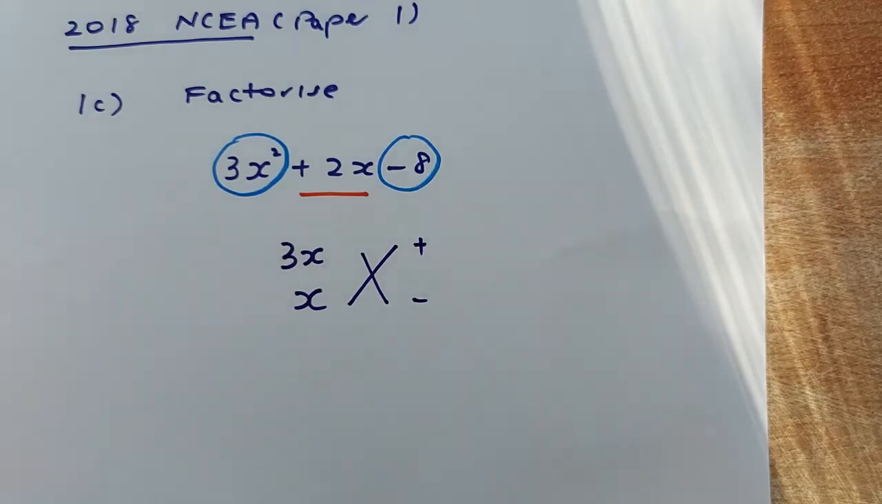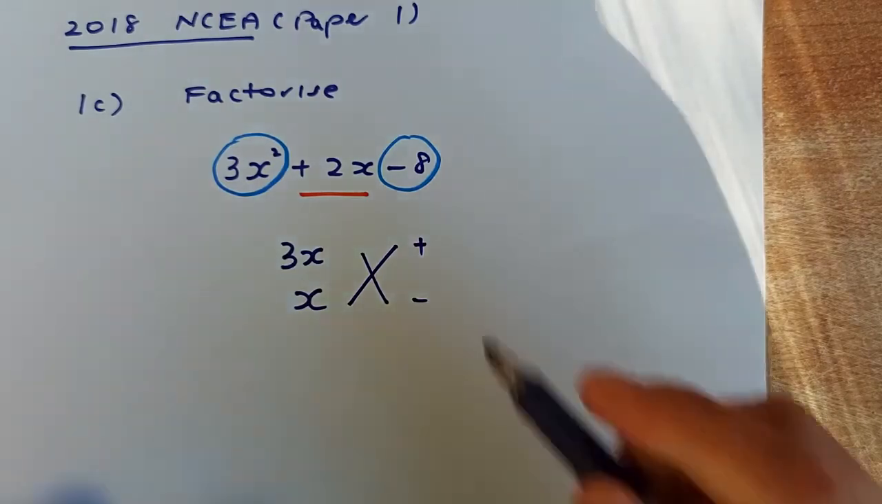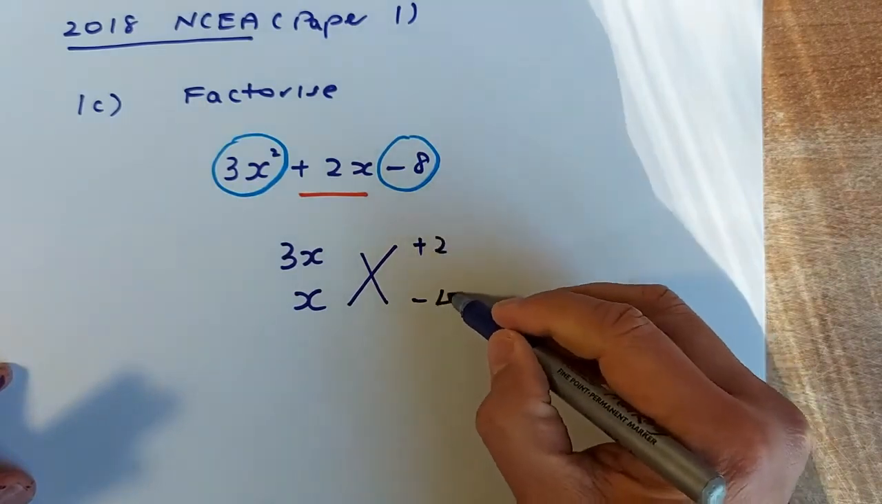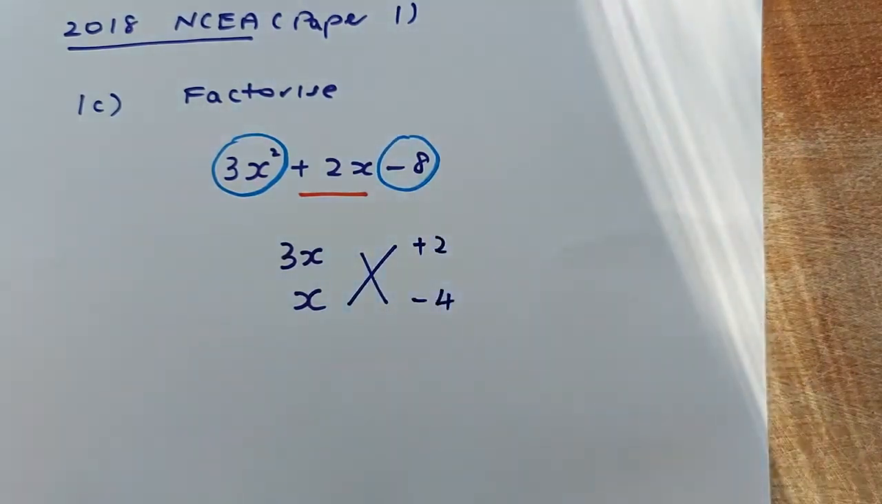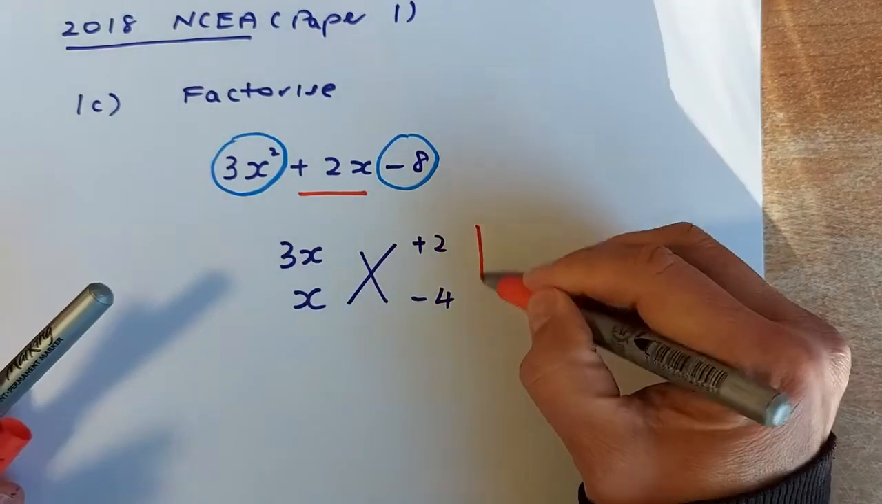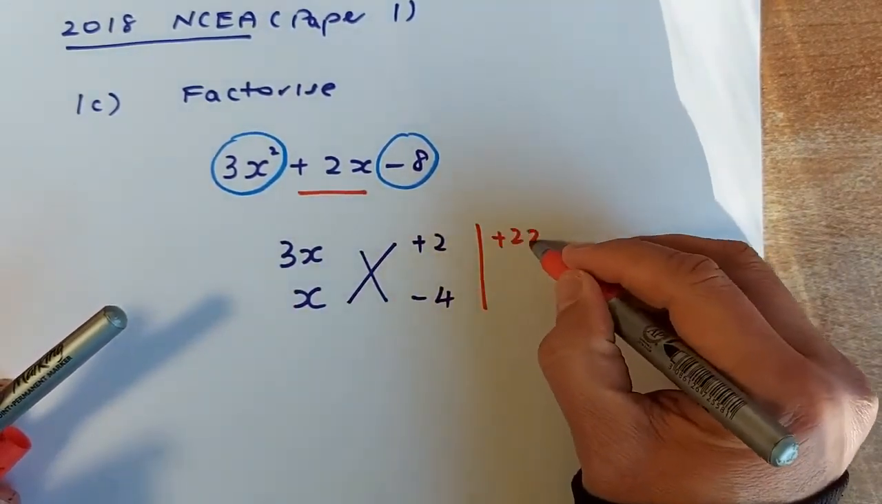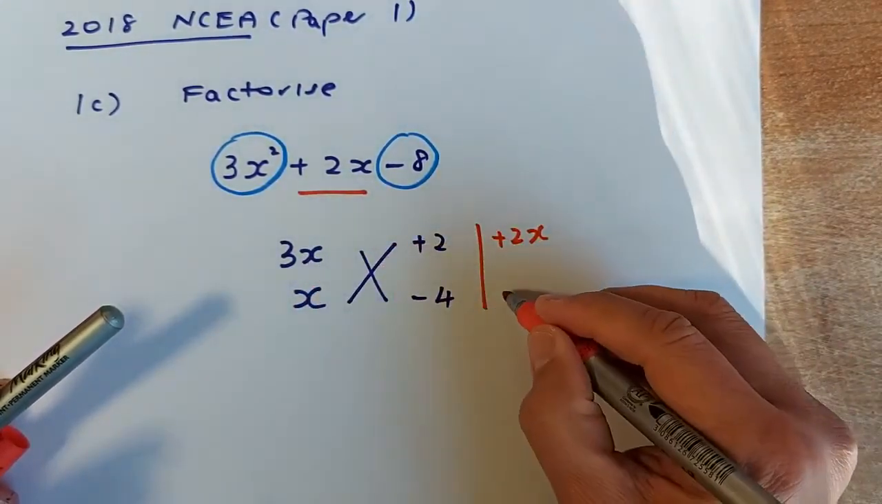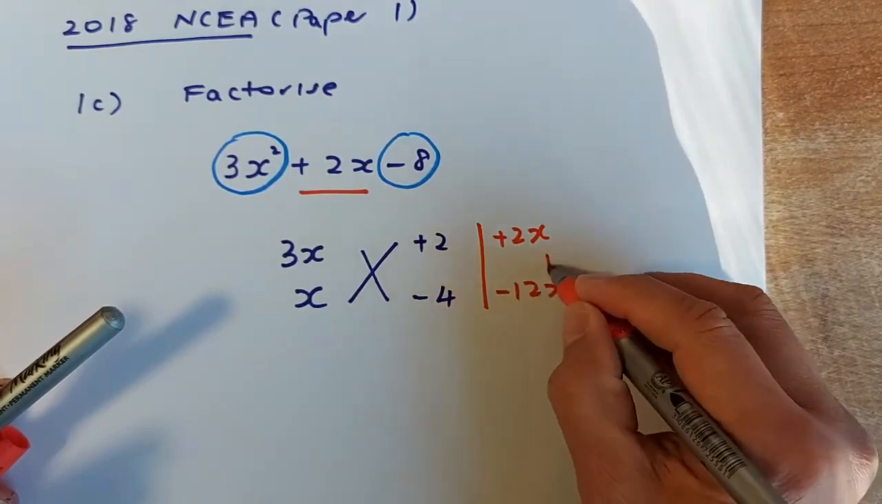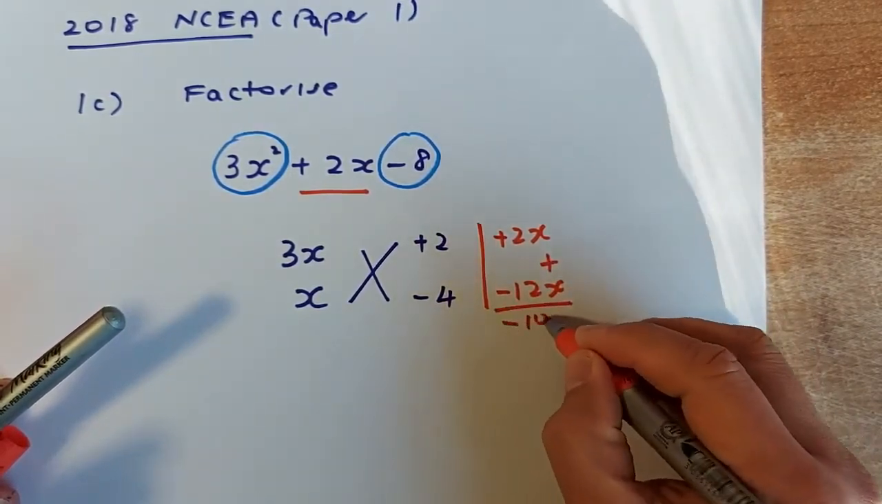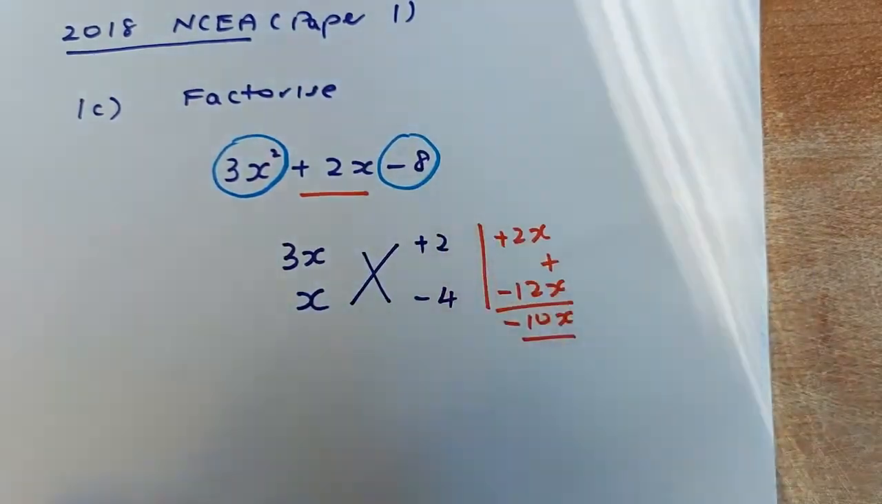So now we are going to try and error. We're going to put 2 and minus 4, and we are going to try it out. So if we have 4 minus 2, if we try it out, x times 2 is 2x, and then 3x times minus 4 is minus 12x. You add them up, it's minus 10x. It's not the same, so we have to try again.